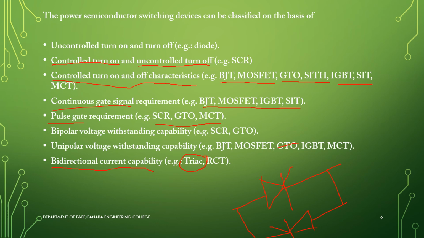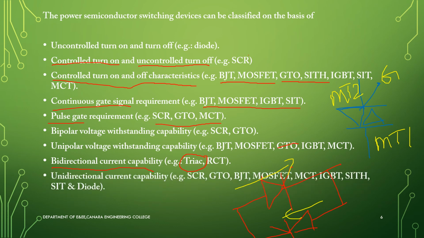Its symbol for triac is this. Sorry, not anode and cathode. You have to name it as main terminal 1, main terminal 2, and this is your gate. This is for the triac. So current can flow either in this direction or in this direction. That's why it is a bidirectional current carrying device.